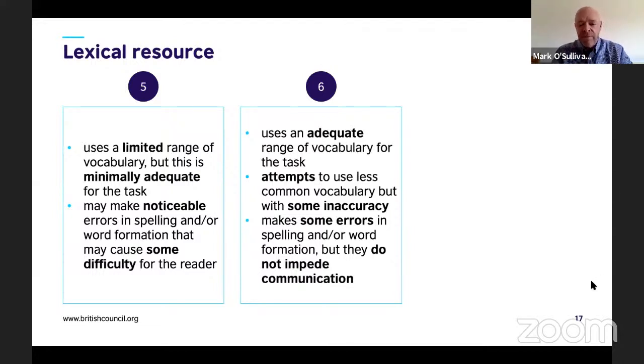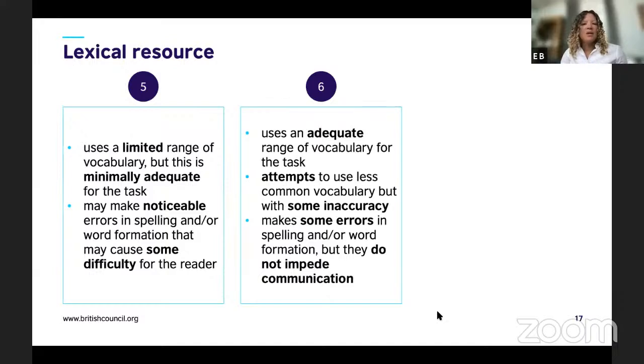What about 6, Erica? At a 6, the candidate is using an adequate range of vocabulary for the task, so they're not as limited. They have an adequate range for the topic that they've been given. They are also potentially a bit more creative and they might attempt to use less common vocabulary. However, this doesn't mean that they always use it 100% correctly. So we would expect to see mistakes at band 6. But sometimes they get it right and sometimes they get it wrong.